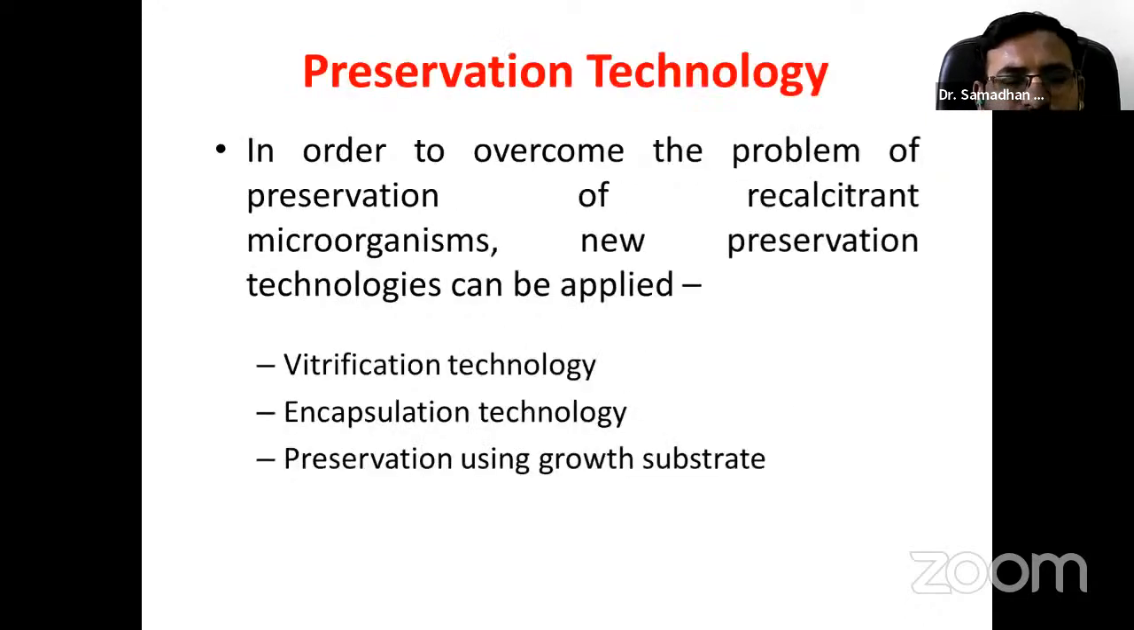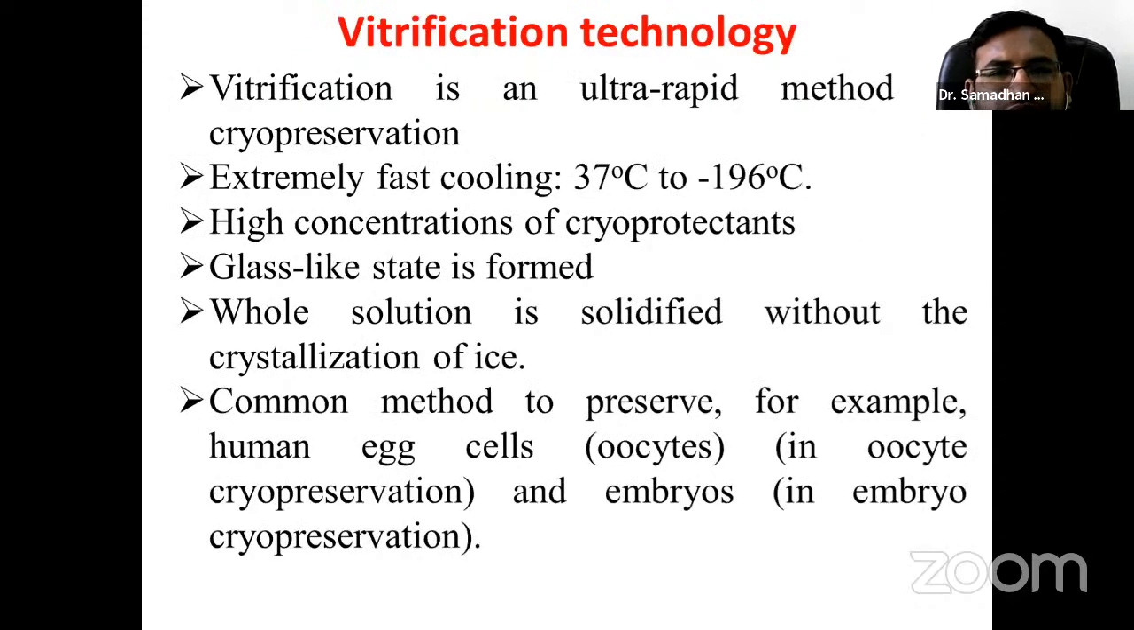Preservation technology: in order to overcome the problems of preservation of recalcitrant microbes, new preservation technologies can be applied, that is vitrification technology, encapsulation technology, and preservation using growth substrate. What is vitrification? Vitrification is an ultra-rapid method of cryopreservation. Extremely fast cooling is required, then high concentration of cryoprotectants, and a glass-like state is formed. The whole solution is solidified without crystallization of ice. It is a common method to preserve, for example, human egg cells in oocyte cryopreservation and embryos in embryo cryopreservation.